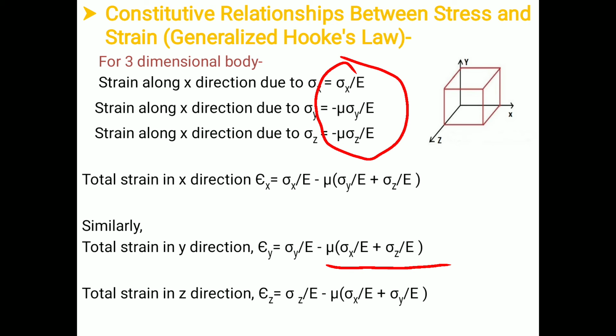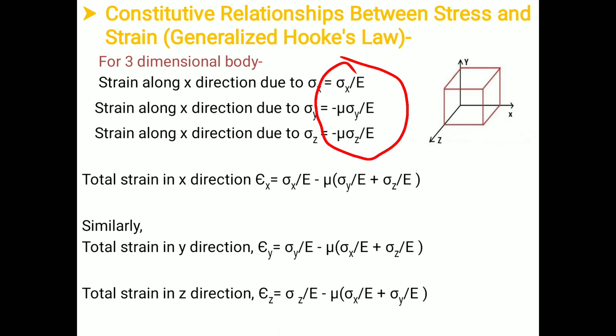Similarly, we will find out the value of total strain along z direction, which is equal to epsilon z. Epsilon z is equal to sigma z upon E minus mu into bracket sigma x upon E plus sigma y by E. Remember that those are the relations for expressing strain in terms of stresses. This concept we will use to solve a number of numericals based on it. This is the value of strain in terms of stresses for the three-dimensional body.